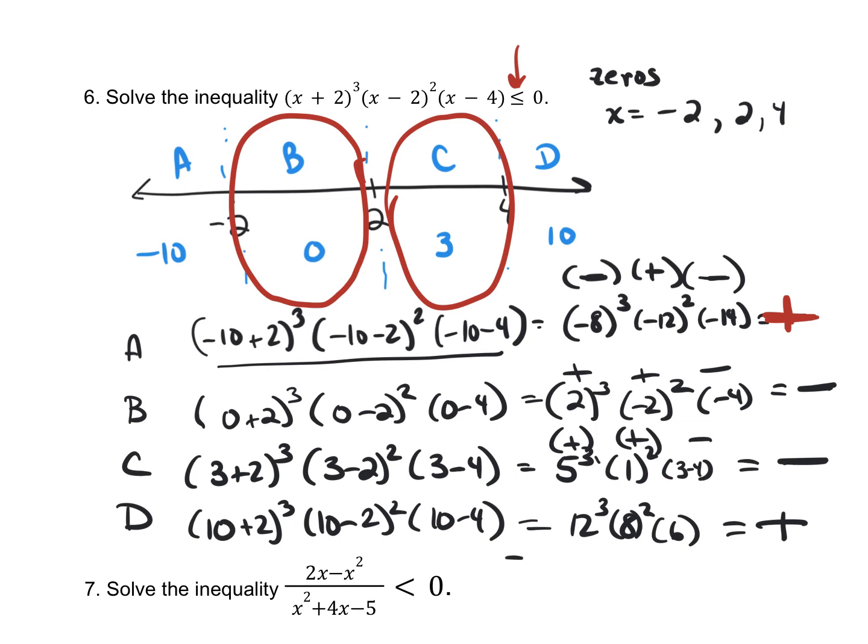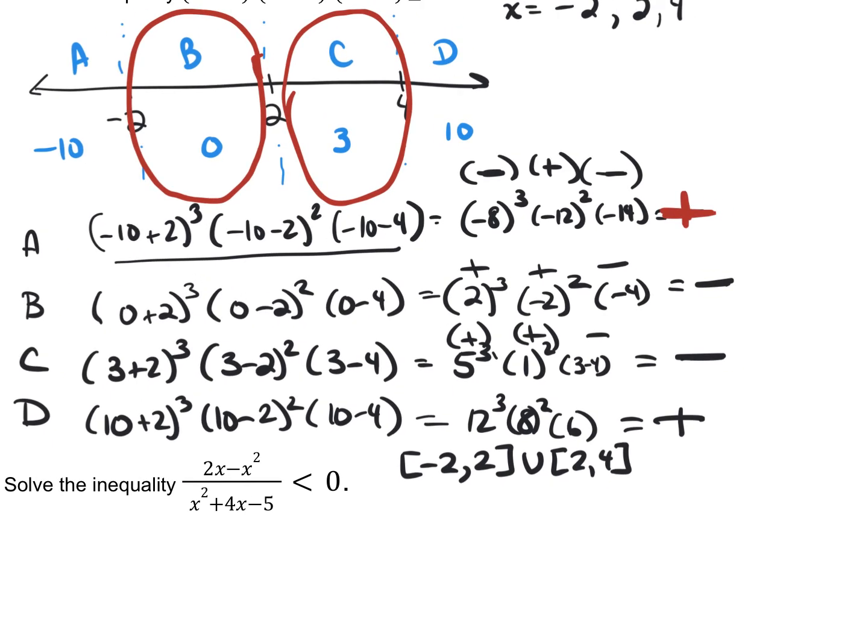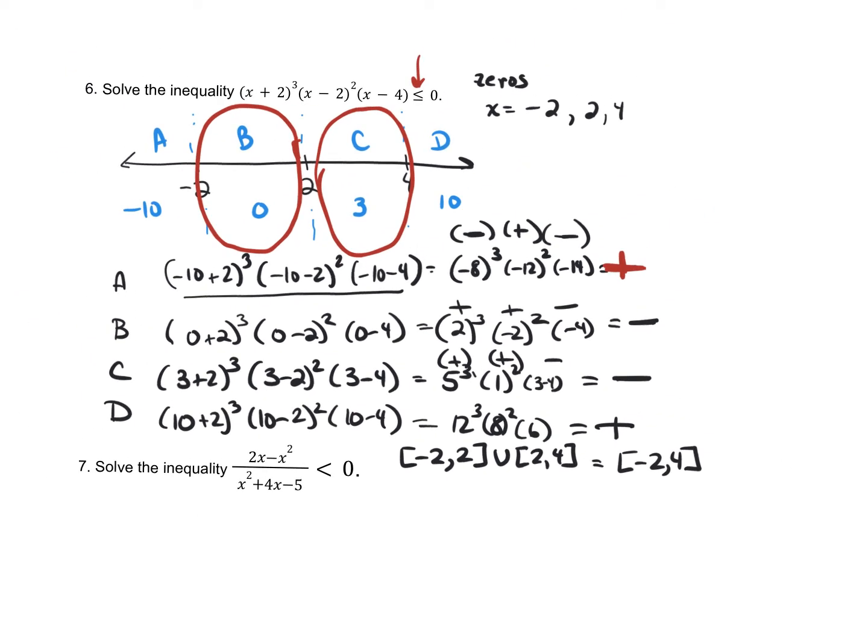Region B is from negative 2 to 2, and then region C is from 2 to 4. Although, because these are all bracketed because it's included and there's no real gaps, you could just write this as negative 2 to 4 because you're including the one that breaks them apart. But either way would be fine. Obviously, just make sure you plug in, see if it's negative or positive, and that's all there is to it.